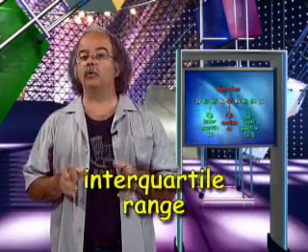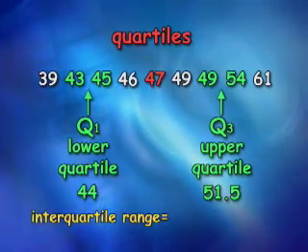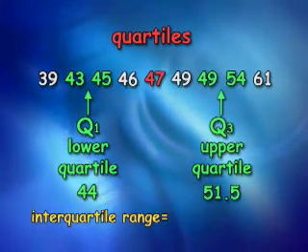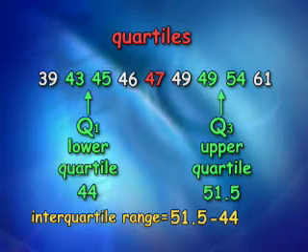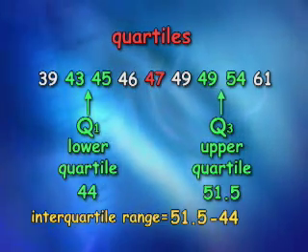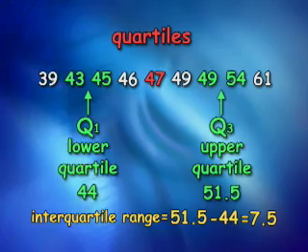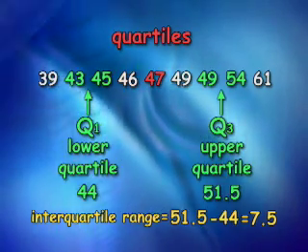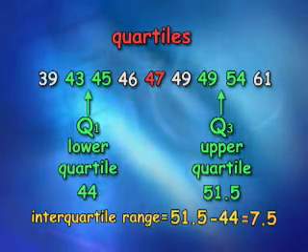With this information, we can find the interquartile range of this set. The interquartile range is the difference between the upper quartile and the lower quartile. In this case, 51 and 5/10 minus 44 is equal to 7 and 5/10. So the interquartile range, the range of the middle 50% of the data, is 7 and 5/10.